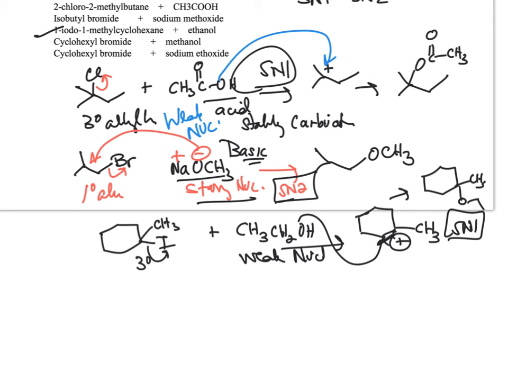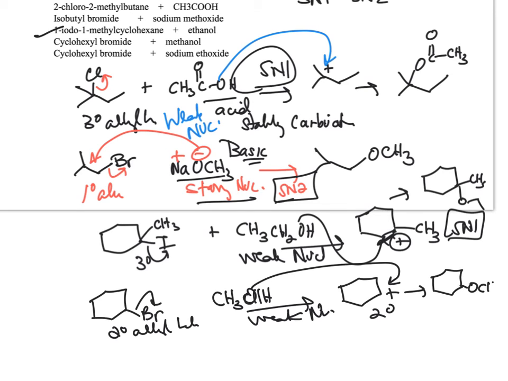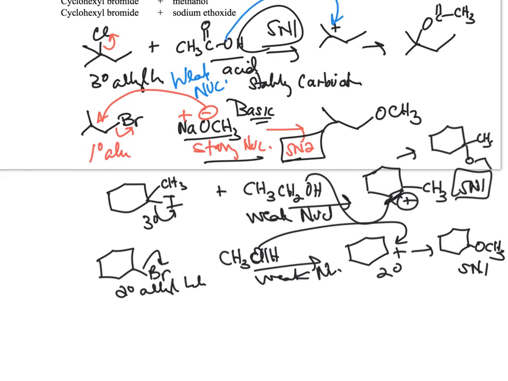Okay, so here we are, cyclohexyl bromide. This is a secondary alkyl halide. And you've got methanol. Methanol is a weak nucleophile. Weak nucleophile, you have a secondary alkyl halide. Weak nucleophile, you're going to get a secondary carbocation, and then your weak nucleophile will come in, and this will definitely be SN1 because it can stabilize a carbocation.